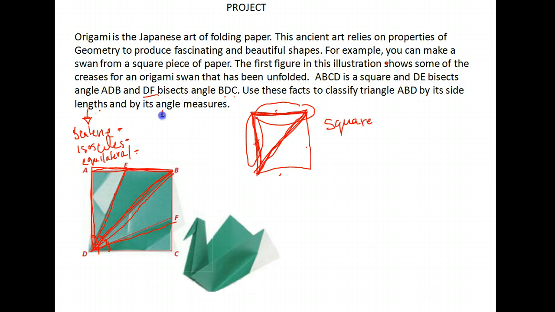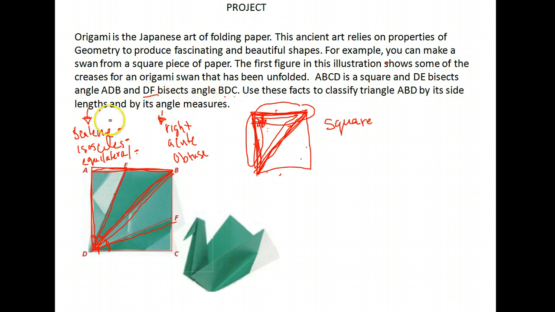Okay, we also need to classify it by angle measure. So looking at that triangle, what do we know? By angle measure means either a right triangle and has a right angle in it, acute and has all acute angles, or obtuse and has one obtuse angle. So again, think about a square, think about the corners of a square and what their measures are. That would make this 90-degree angle. This is a square. So what would this be? Would it be a right triangle, an acute, or an obtuse?